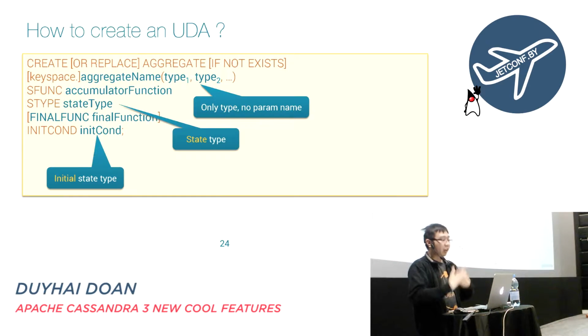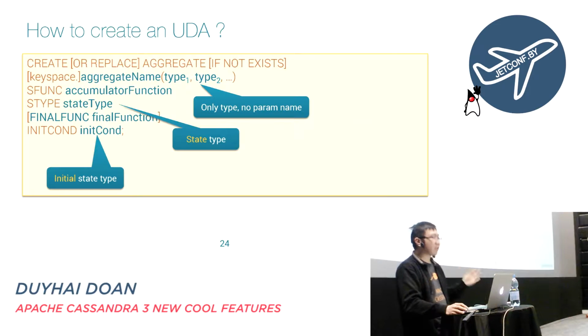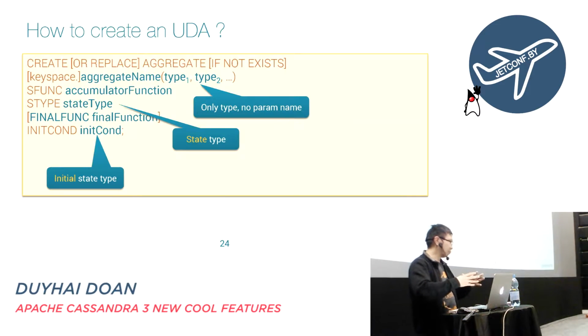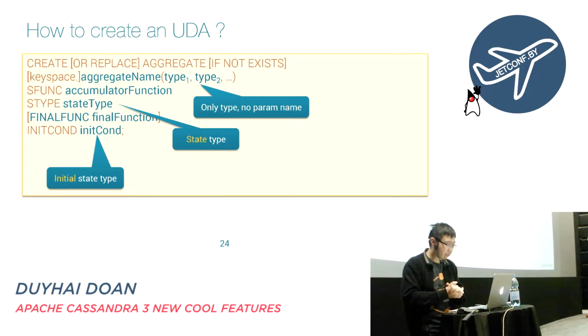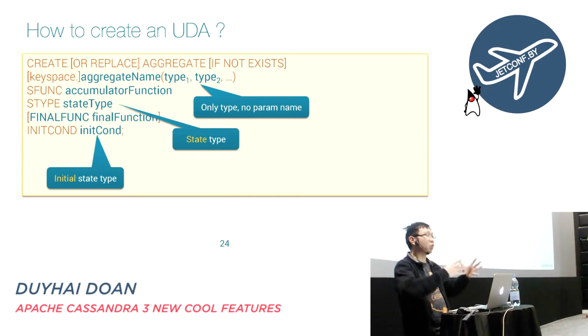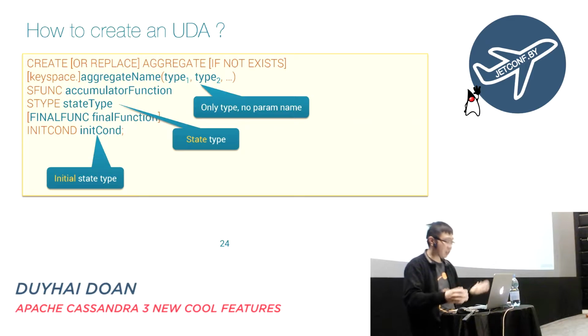To create an aggregate, this is the syntax: create or replace aggregate if not exists, the aggregate name. This time you specify only the types and not the parameter names. Then you have to specify a state function, the accumulator function. It is like a reduce function. If you are familiar with Java 8 streams, you have the reduce. So it is very similar to a reduce function. And you need to specify a state type. So you have a state to accumulate your data, and you need to define its type and its initial condition.